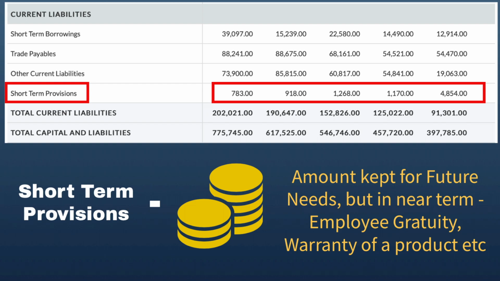And the last term under the liabilities is the short-term provisions, which I had mentioned previously. Let's say you have a gratuity payment coming up, or you have a warranty which has to be paid out. Those are funds which the company has allocated for short-term use, basically for less than 1 year.